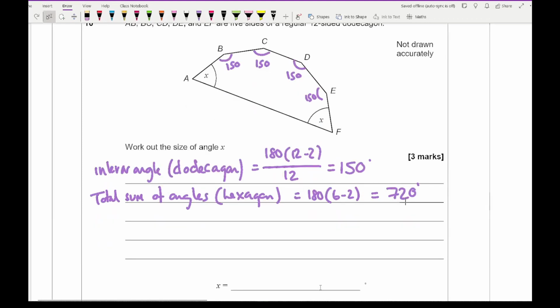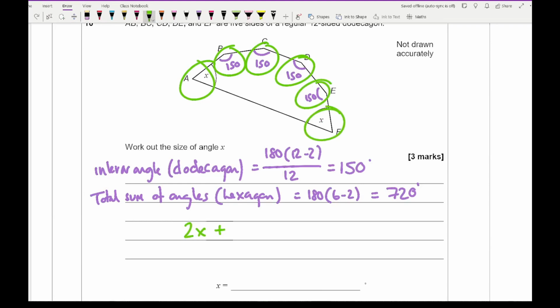So then if I add up all of those 6 angles together, so this one, this one, this one, this one, this one, this one, and this one, I get an answer of 2x plus 600 equals 720. So 2x equals 120, so x is going to equal 60 degrees.